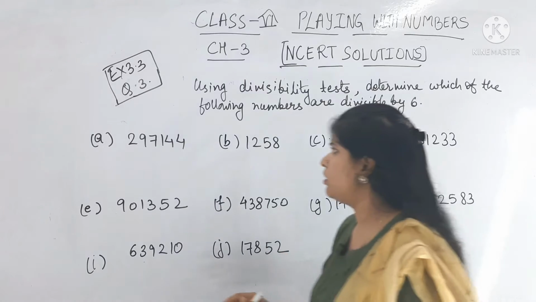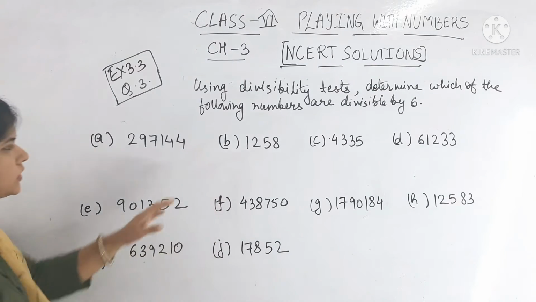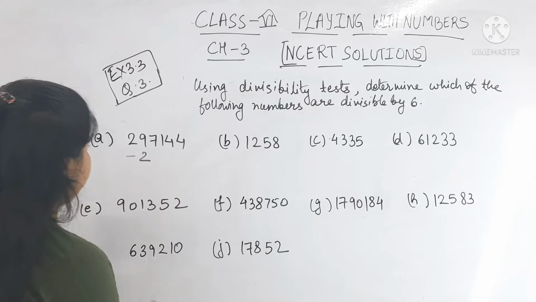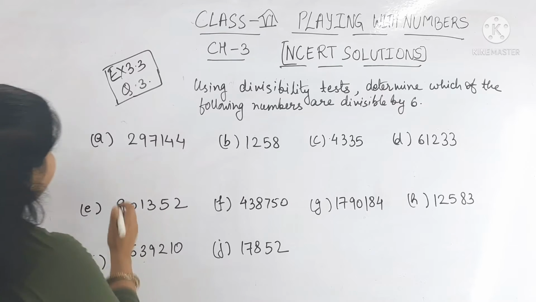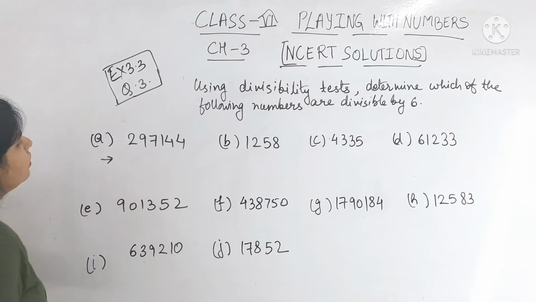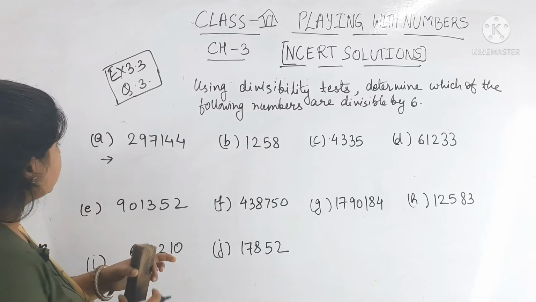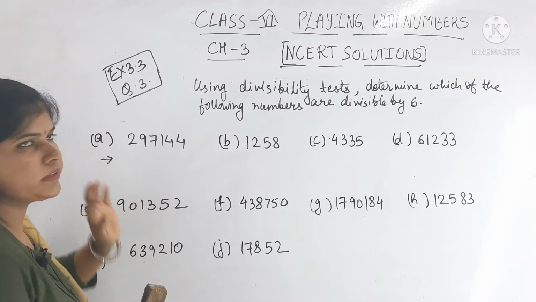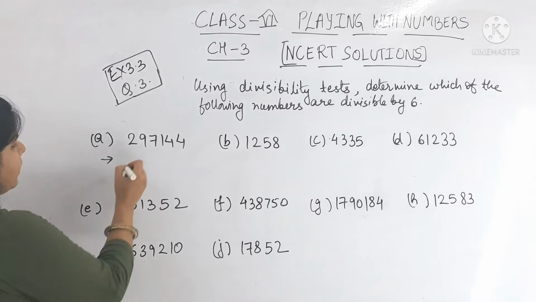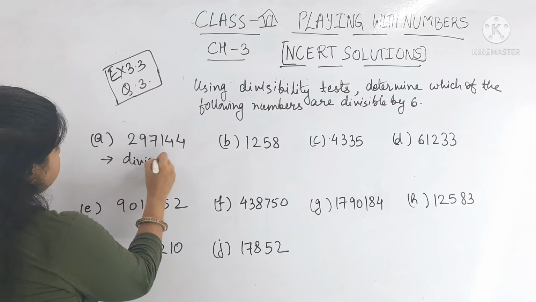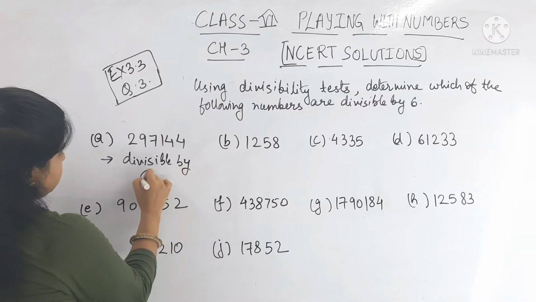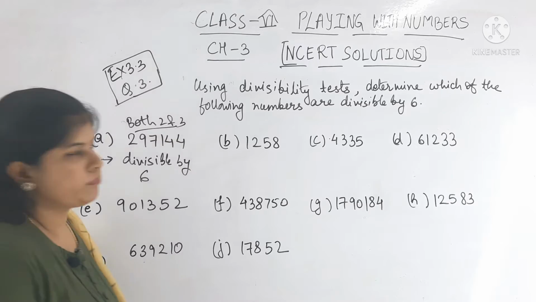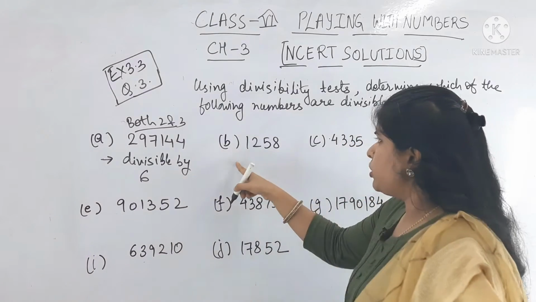So let's see here. The last digit is 4, so it is divisible by 2. Now you have to sum these digits. 4 plus 4 is 8, 8 plus 1 is 9, 9 plus 9 is 18, 18 plus 1 is 19, 20, 20 plus 7 is 27. So 27 is divisible by 3. So it is divisible by both 2 and 3. It is divisible by 6. Okay.